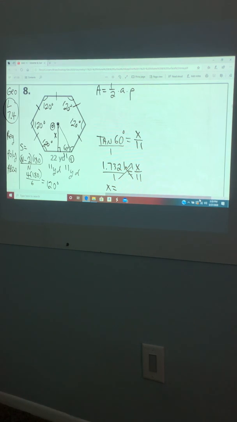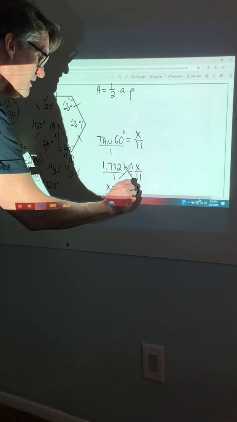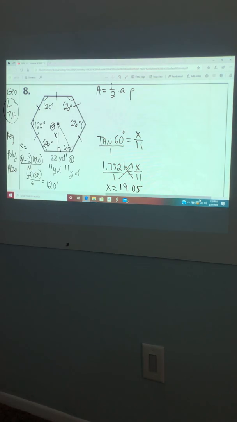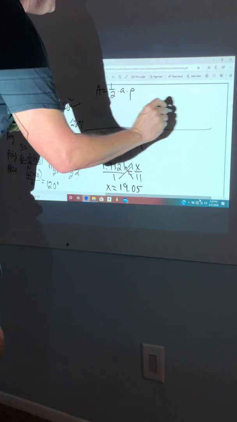Here comes our magic answer, 1.7321 times 11. And our missing value is 19.05. I know I'm running out of room over here, believe it or not, but 19.05 is this apothem. So you're going to come up here. Let me box this off for a second.